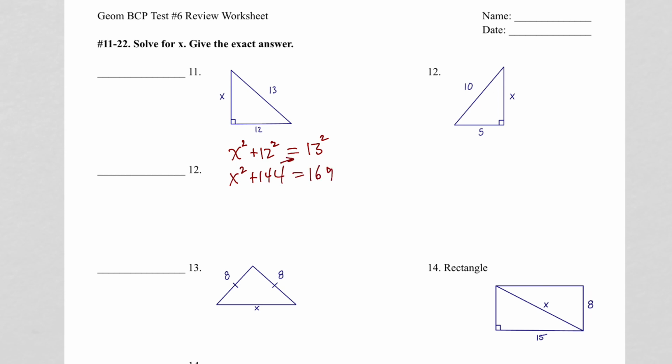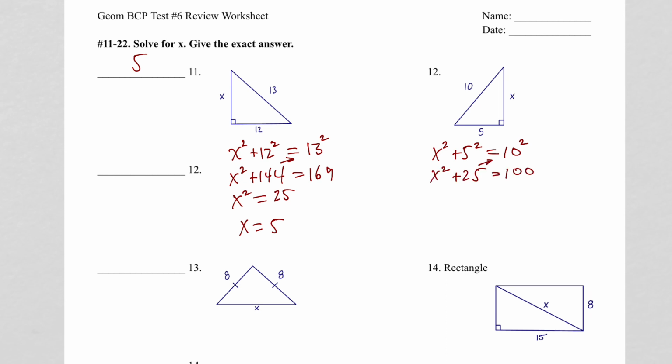You move the 144 over, and you get 169 minus 144 is 25. You square root both sides, and you get x is equal to 5. These are the legs, so the sum of the squares of those, so x squared plus 5 squared is equal to the square of the hypotenuse.